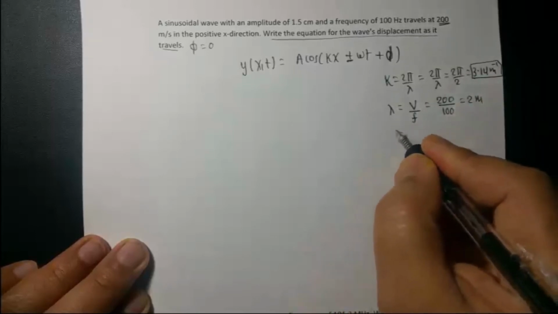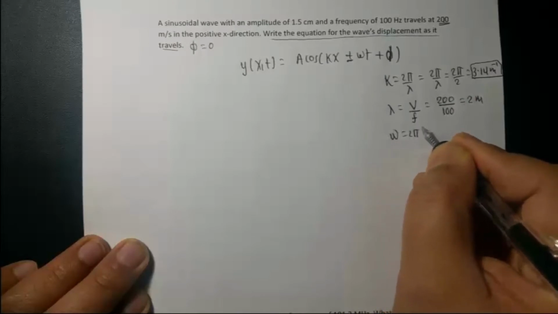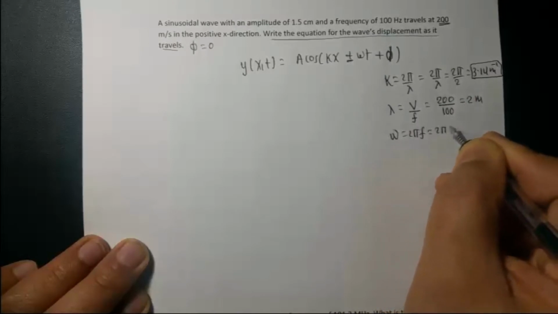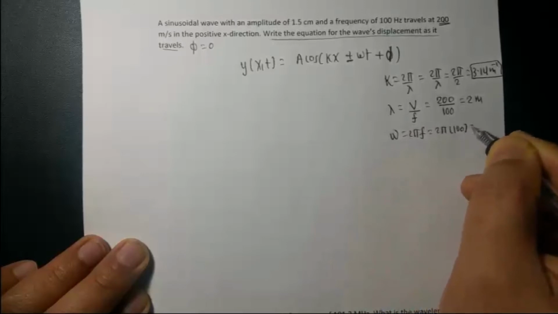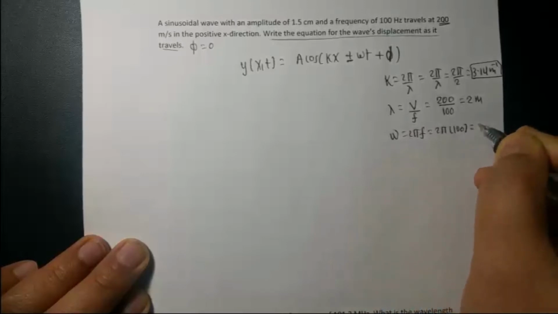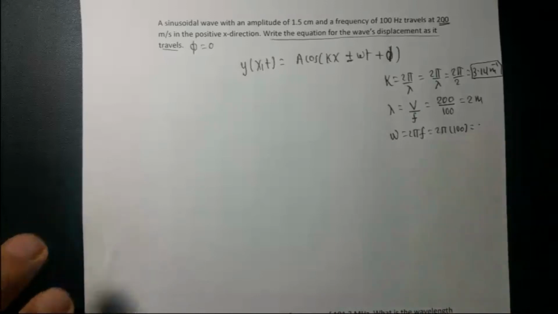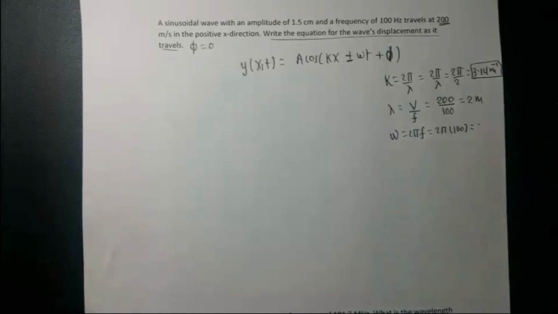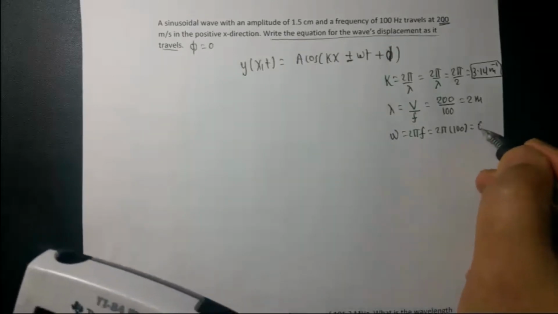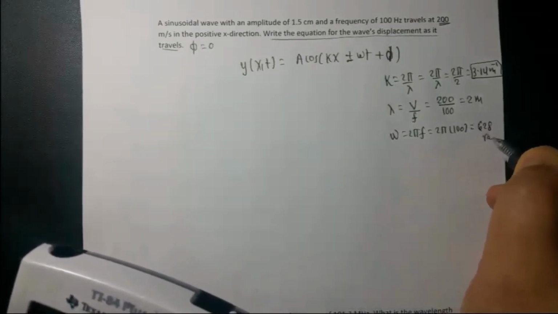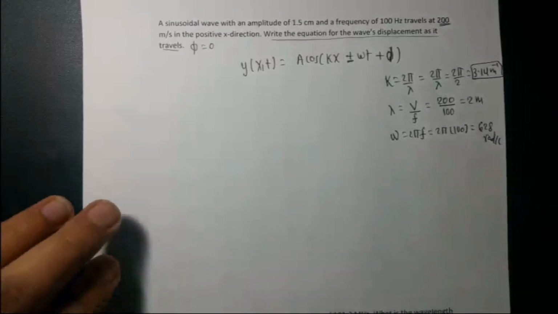And omega is 2 pi f, so 2 pi times 100. Calculating that, 200 times pi, so 628, and the unit is radians per second. Okay, I guess that's all you need.